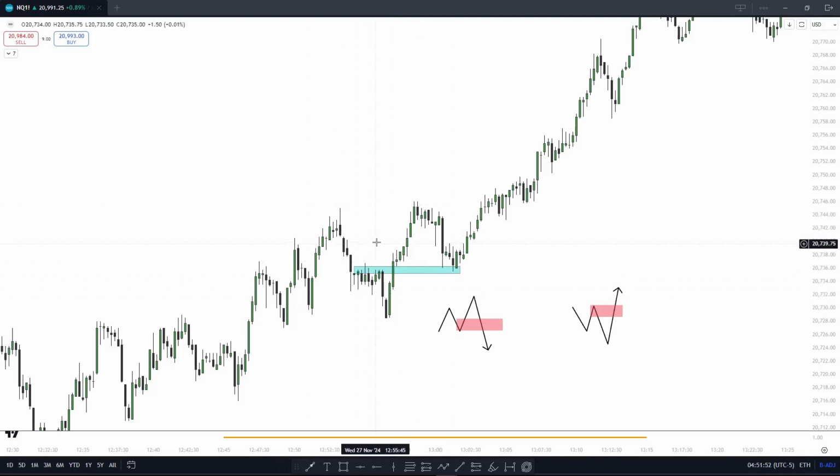Anyways, now that we've covered market maker models, breaker blocks, and unicorn models, I'll talk you over how to make your own entry model and flowchart.